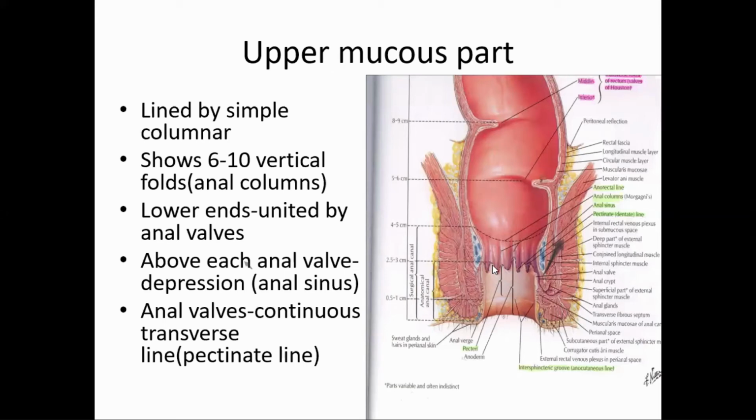And sometimes the free margin of the anal valve presents epithelial projections. Those epithelial projections are called the anal papilla. And the upper mucous part is lined by the simple columnar epithelium.